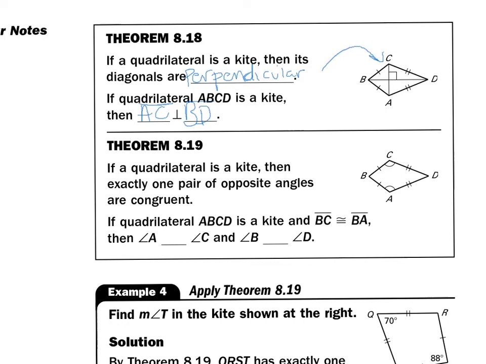And if a quadrilateral is a kite, then exactly one pair of opposite angles are congruent. So these two angles across from each other on the sides of the kite are congruent. So A and C are congruent, and B and D are not congruent. Or I guess I put the congruent sign above it, not congruent.